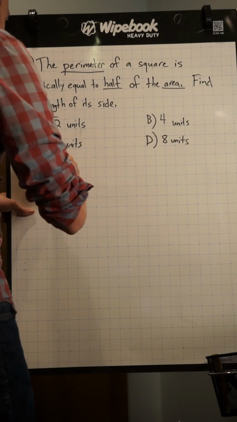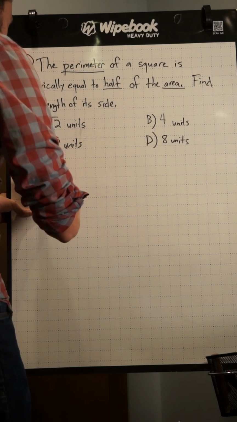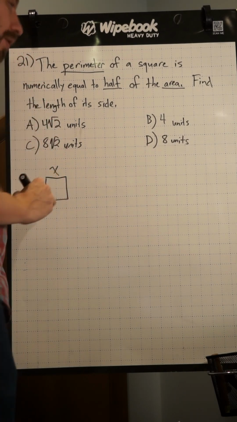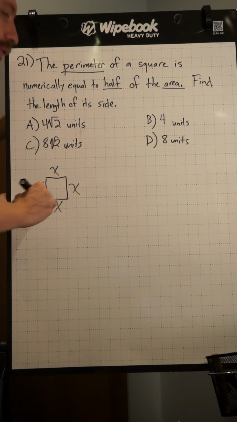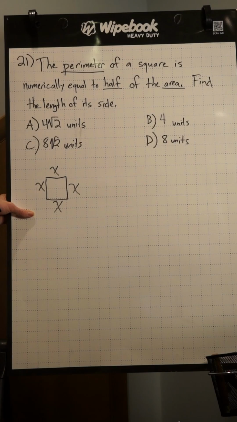The good thing about the square is that all sides of the square are the same, right? We don't know what they are, so let's call them x for right now. That's what we want to find for the final answer. So once we find x, that's the side, that will be our final answer.